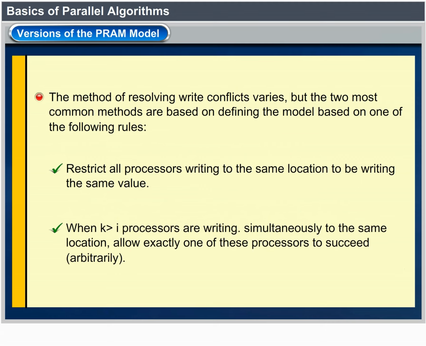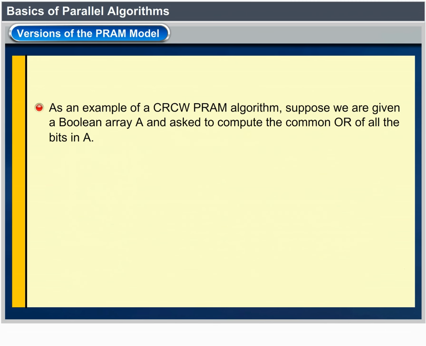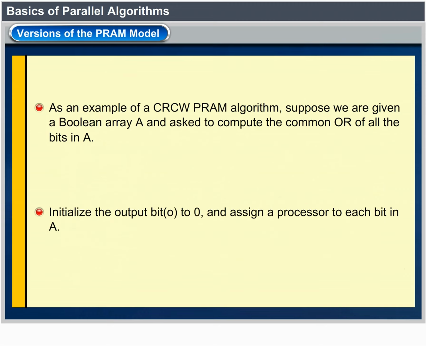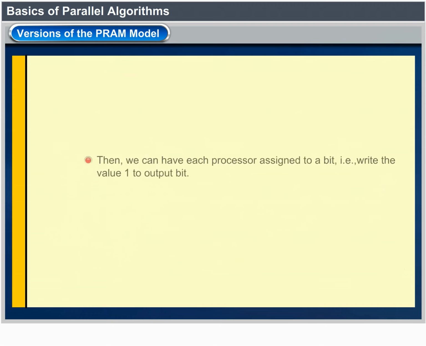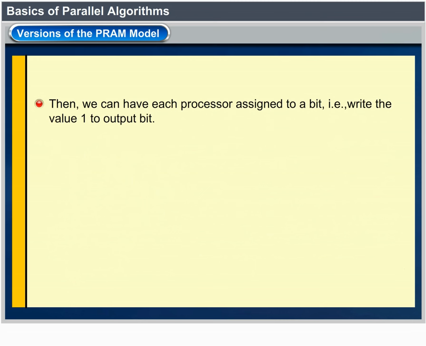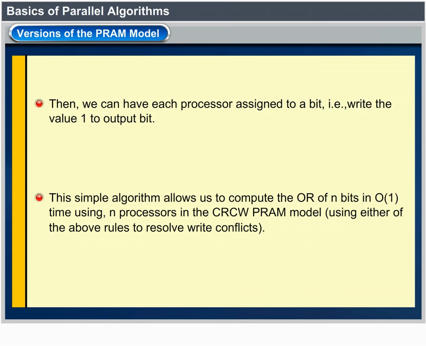As an example of a CRCW PRAM algorithm, suppose we are given a Boolean array A and asked to compute the common OR of all the bits in A. Initialize the output bit O to 0 and assign a processor to each bit in A. Then we can have each processor assigned to a bit write the value 1 to the output bit if its bit is 1. This simple algorithm allows us to compute the OR of n bits in big O of one time using n processes in the CRCW PRAM model, using either of the above rules to resolve write conflicts.